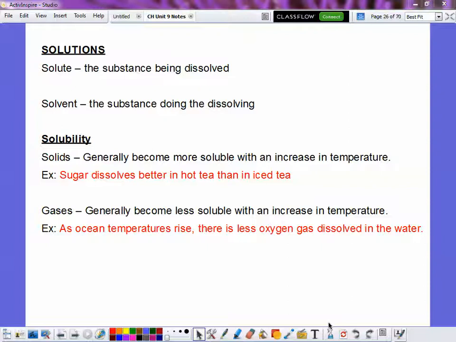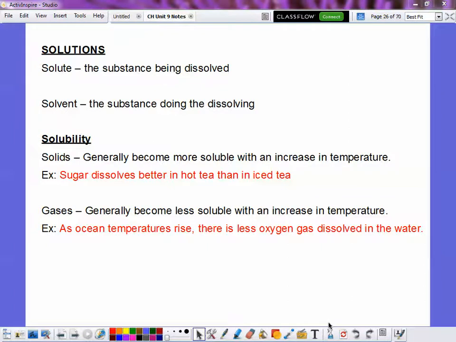Right? So in terms of solubility, now remember, solubility is the ability of a substance to dissolve in a solvent, right? It tells you how much of that solute will dissolve in the solvent.